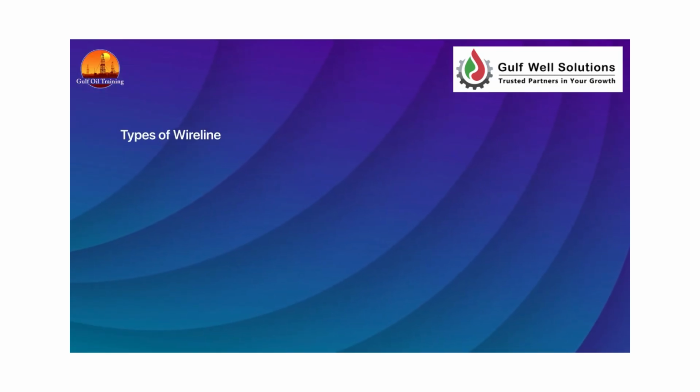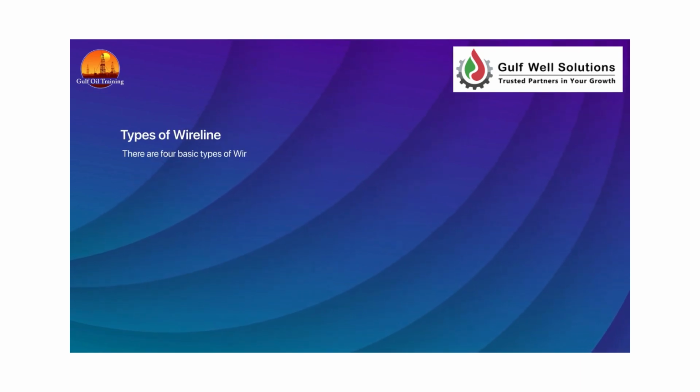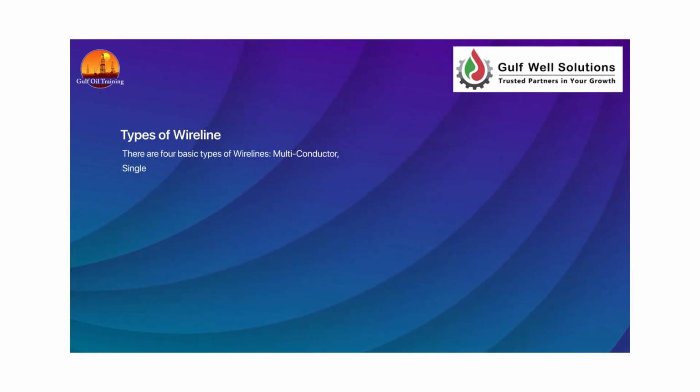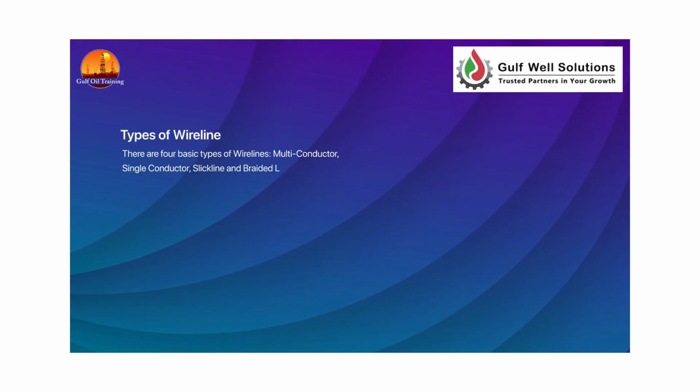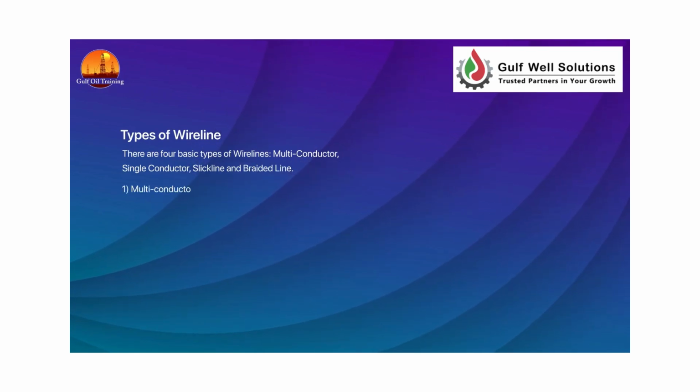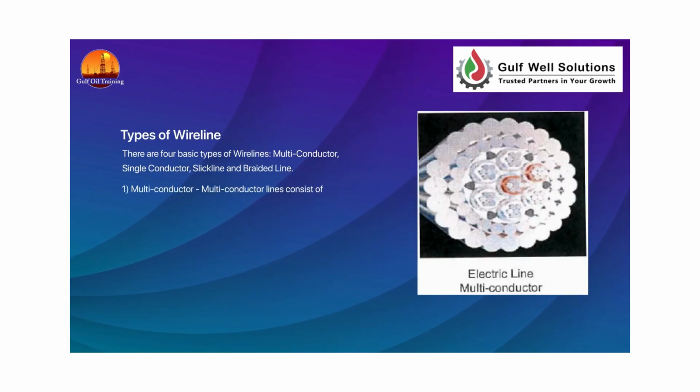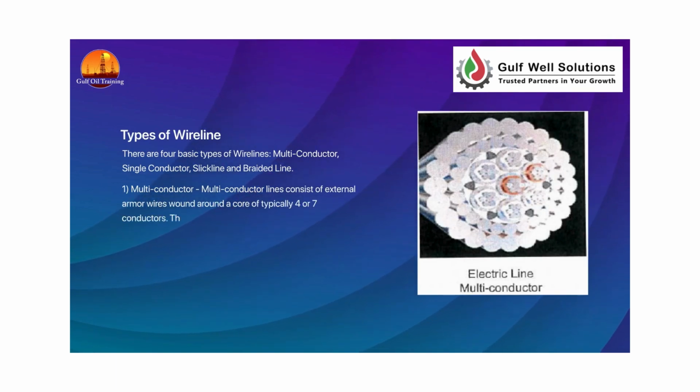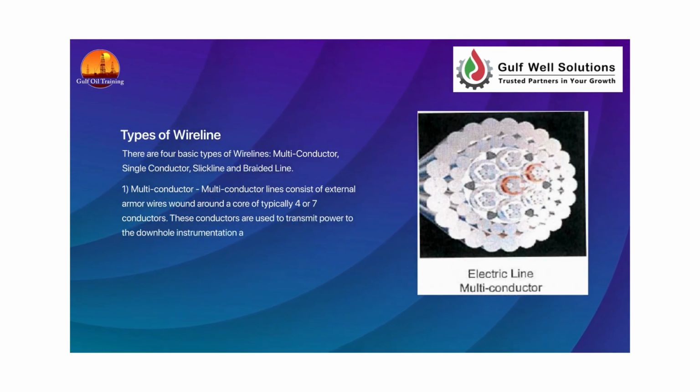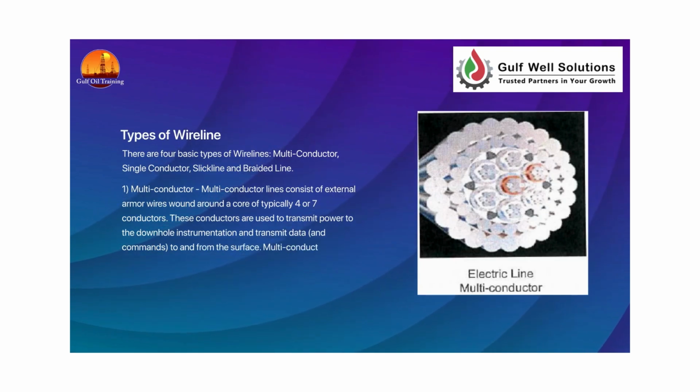Types of wirelines. There are four basic types of wirelines: multi-conductor, single conductor, slickline, and braided line. 1. Multi-conductor. Multi-conductor lines consist of external armor wires wound around a core of typically 4 or 7 conductors. These conductors are used to transmit power to the downhole instrumentation and transmit data and commands to and from the surface. Multi-conductor cables are used primarily in open and cased hole applications.